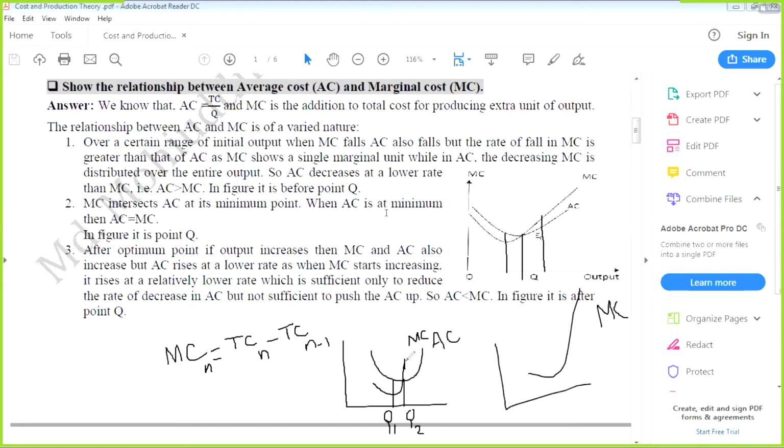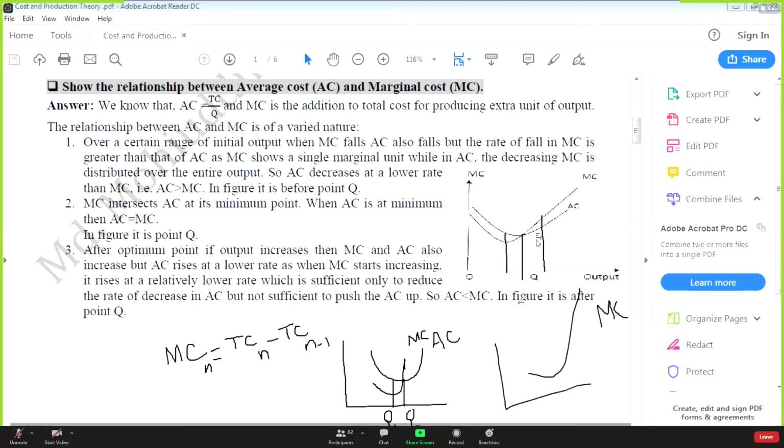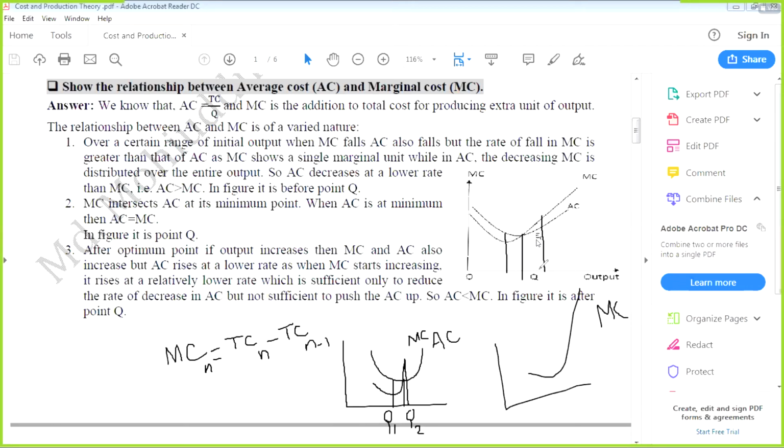Clear, sir. It will be a little bit difficult for you to understand, for that reason I have shown it here. So we will take three different points on this marginal cost and average cost diagram, three different levels of output. So for example, look at this here.